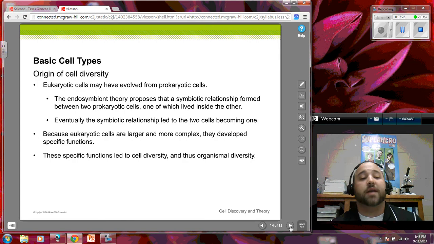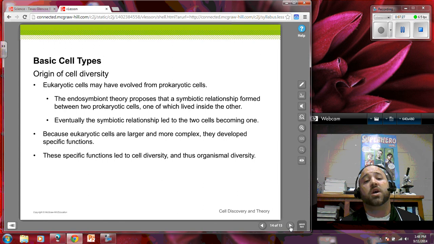So cell types, origin of cell diversity. Eukaryotic cells may have evolved from prokaryotic cells. This is where we're bringing in a theory. You need to study and memorize this theory because I'm going to ask a question on it. It's called the endosymbiont theory, or endosymbiotic theory. It proposes that there was a symbiotic relationship that formed between two prokaryotic cells, one of which lives inside the other. Eventually, the symbiotic relationship led to two cells becoming one.